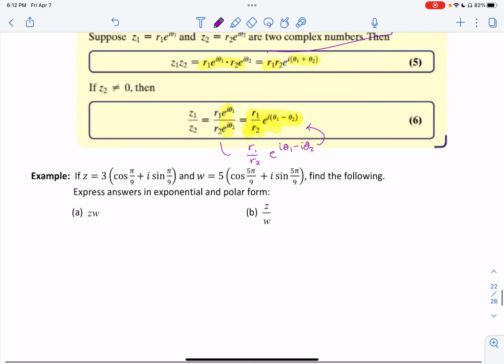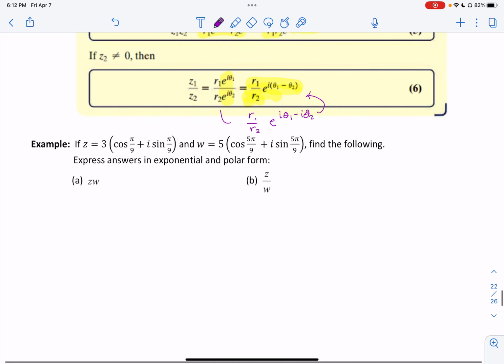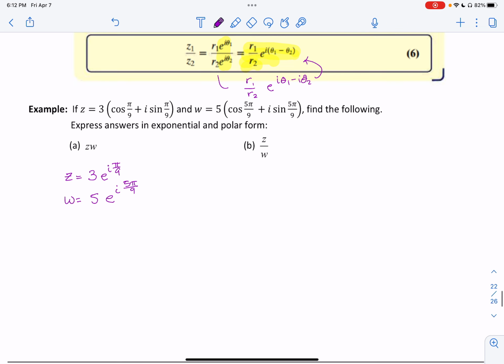Alrighty. So if I want to multiply my z and my w here, you can see that that looks a little daunting. I'm multiplying all sorts of weird things with sines and cosines and i's, and that's an awful lot in my world. So I would start out by changing them both to exponential form. So I have z is equal to 3 e^(i pi over 9), which doesn't look nearly as bad. And I would have w equal to 5 e^(i 5 pi over 9). Very important that they're in radians.